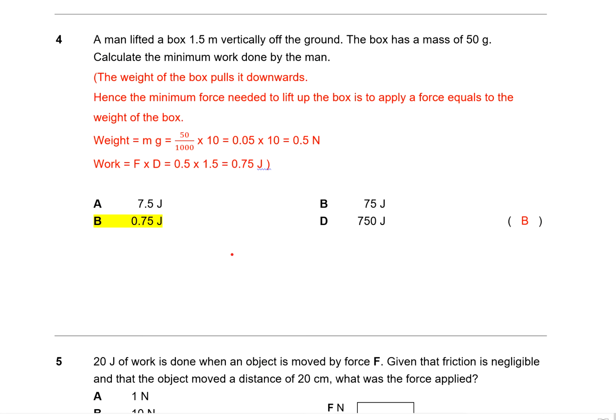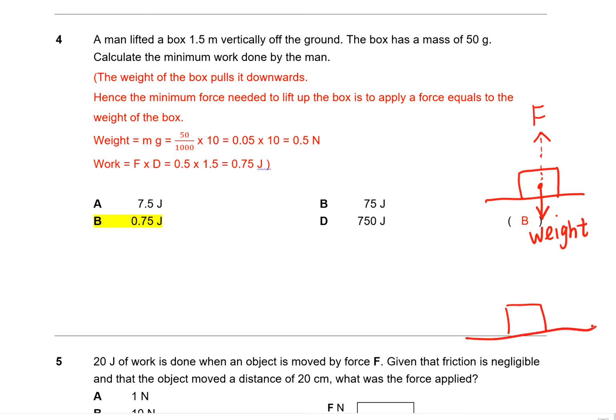Question 4, this is the man lifting up a box. Now, you see, if you want to lift up a box, you are actually doing work against gravity. Now, this box, the Earth will pull it down. So there's a gravitational force. And of course, the gravitational force is also the weight. So in order for you to be able to lift it up, you need to apply a force. This force needs to be at least equal to the weight. So for example, you have a box here.